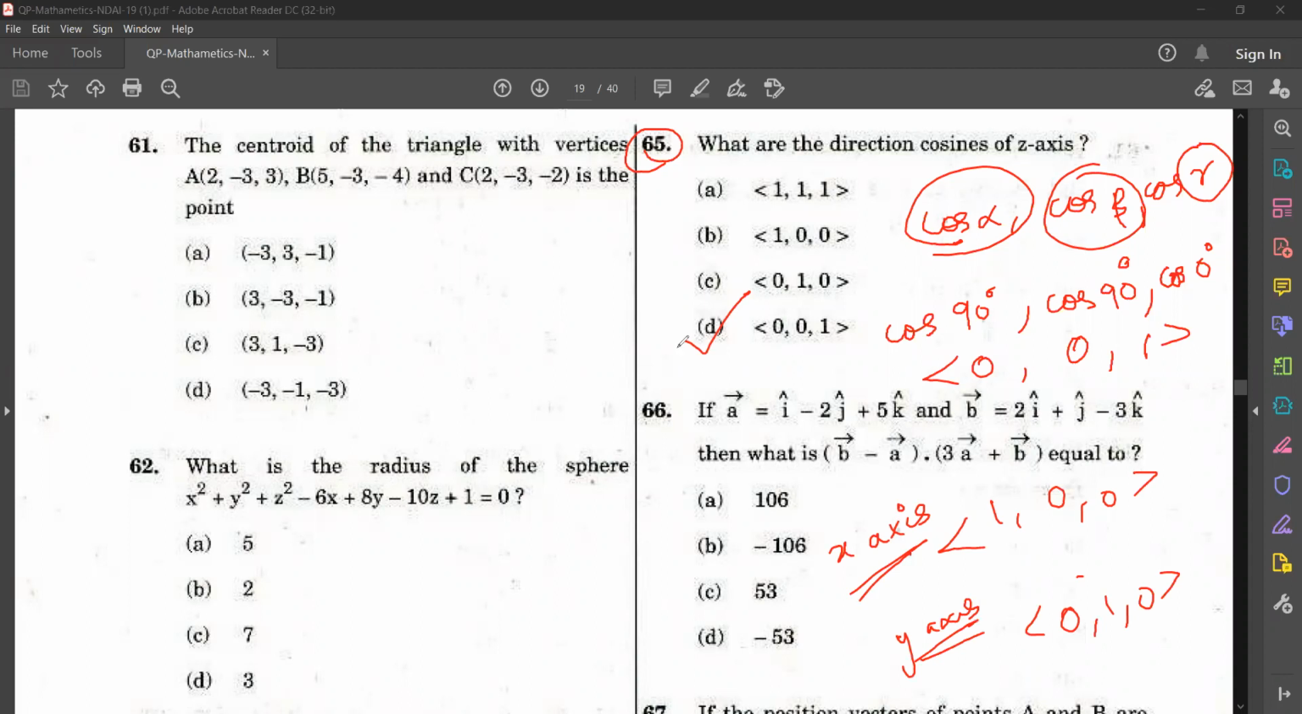So answer is option D, 0, 0, 1. Move to the next question.